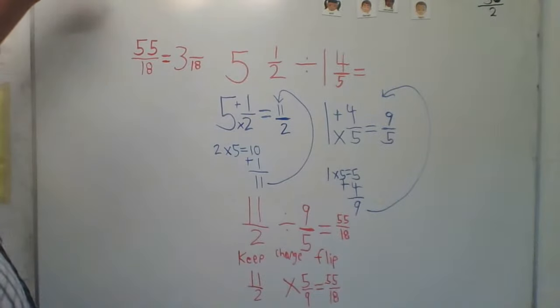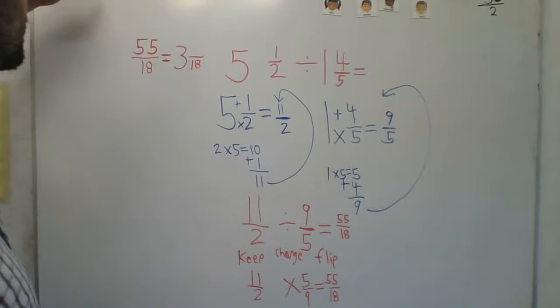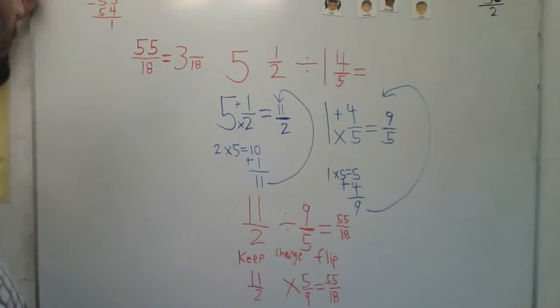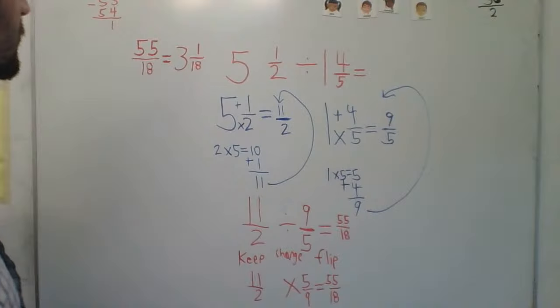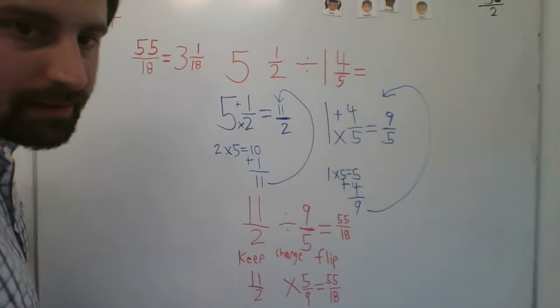So we were counting by 18s till we got to 55. The closest we could get to 55 is 54. That's the closest we could get. So 55 minus 54 equals 1. We have a remainder of 1. And our remainder is our numerator. So 55/18 equals 3 1/18.